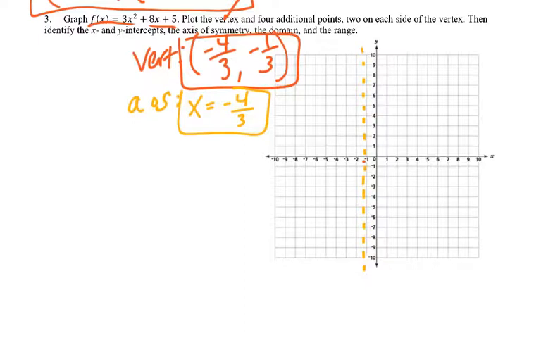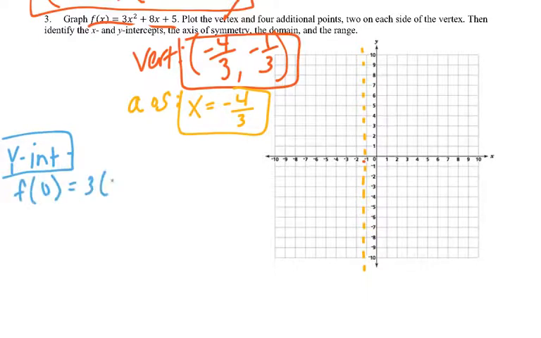So let's find our y-intercept first. In order to do that, we find f of 0. So substitute in zeros for all of our x's and then solve. Well, that's easy because 0 squared is 0, 3 times 0 is 0, 8 times 0 is 0, so all we get is equal to positive 5. That's a nice one.